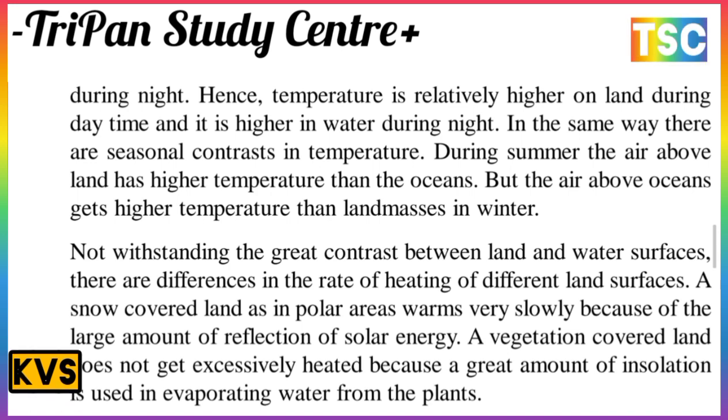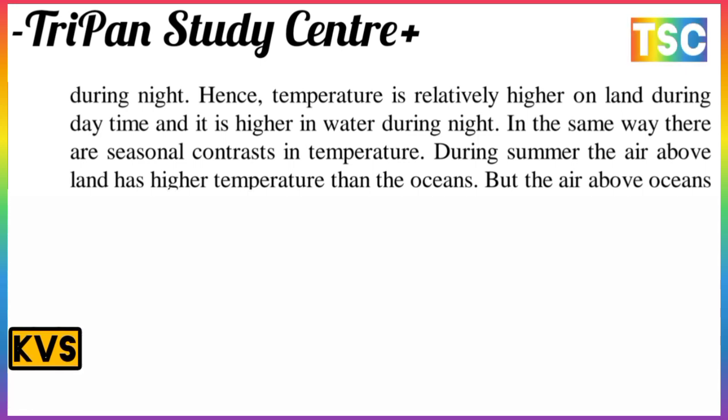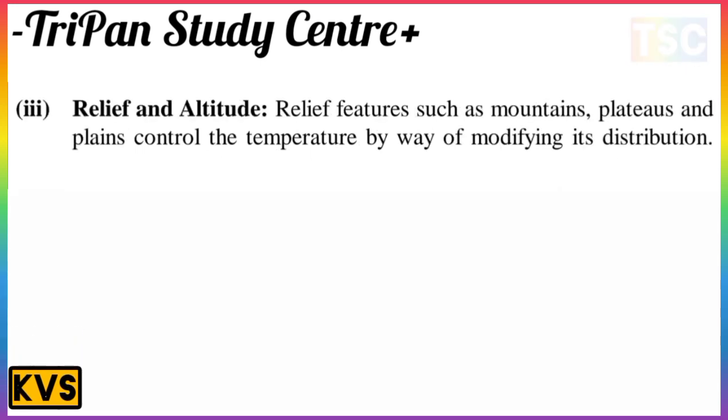Important here: vegetation-covered land does not get heated exclusively, because a great amount of insulation is used in evaporating water from the plants. The next, third point: relief and altitude.